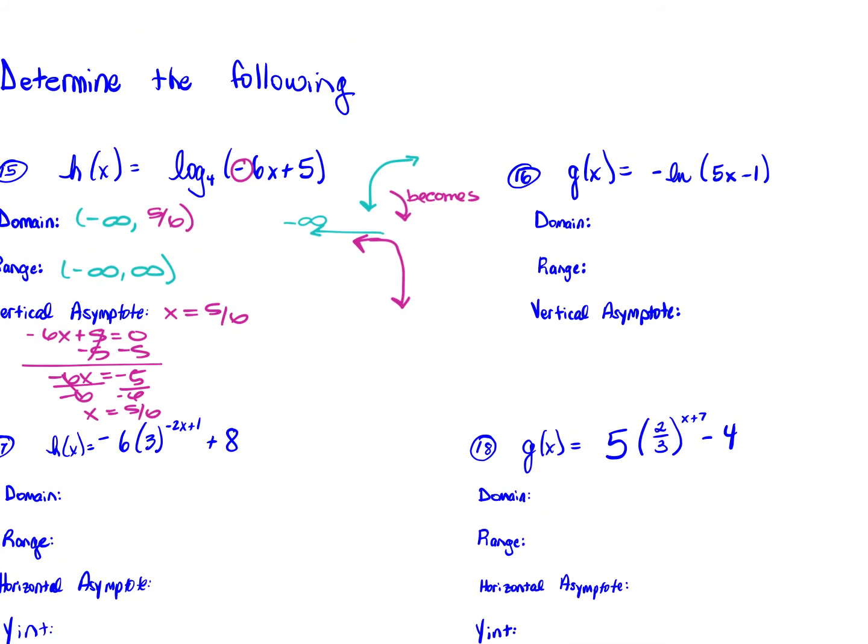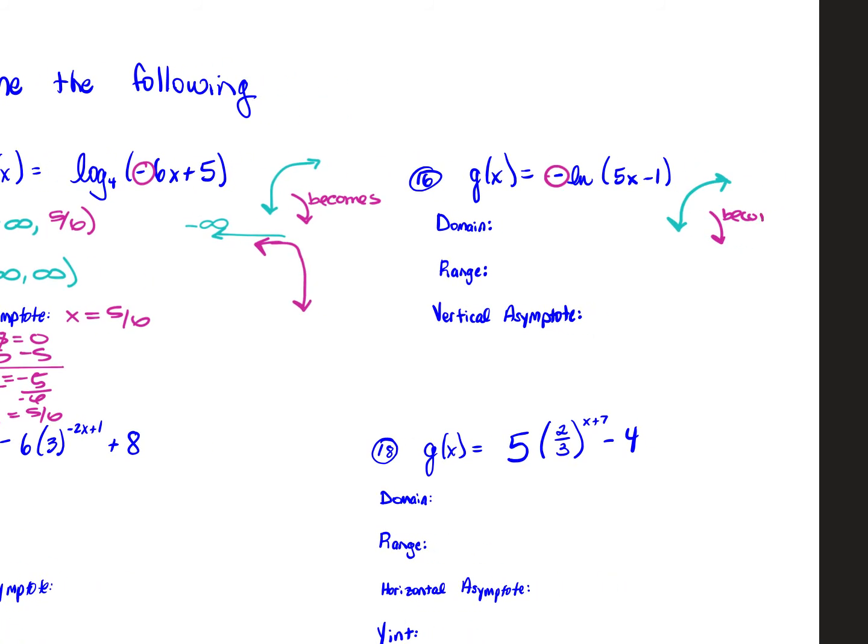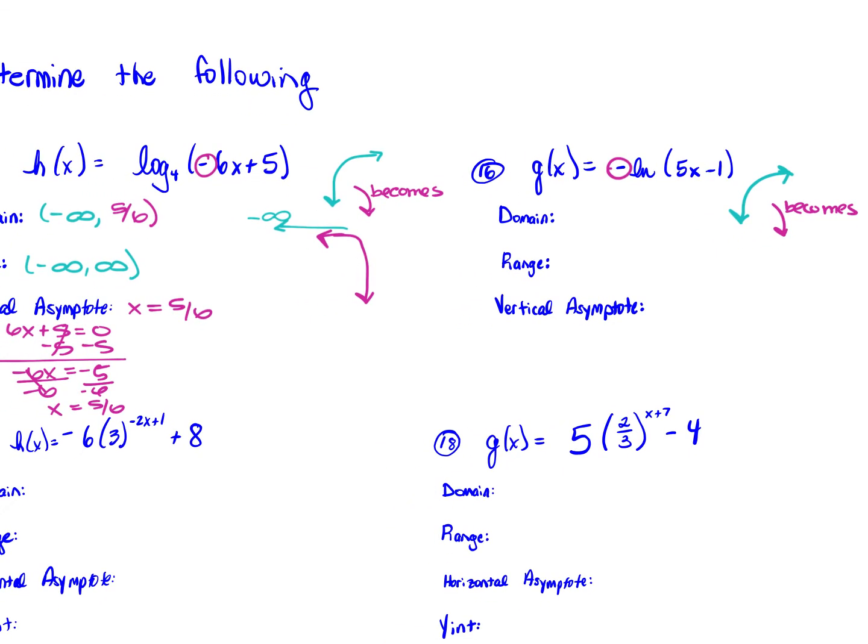For 16, you have g of x is equal to -ln of 5x minus 1. ln and logs are the same thing. So ultimately, it starts like a function that looks like this. Okay. If you look here, you do have a negative in front. So that means that you're reflecting vertically. So it becomes this. Okay. Automatically range -infinity to +infinity since it's a ln or a log function.